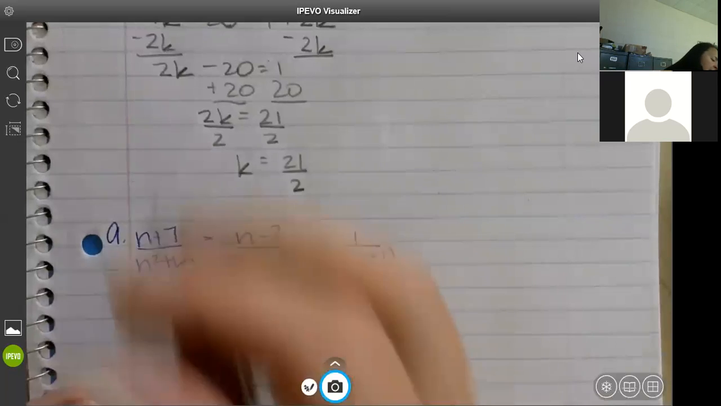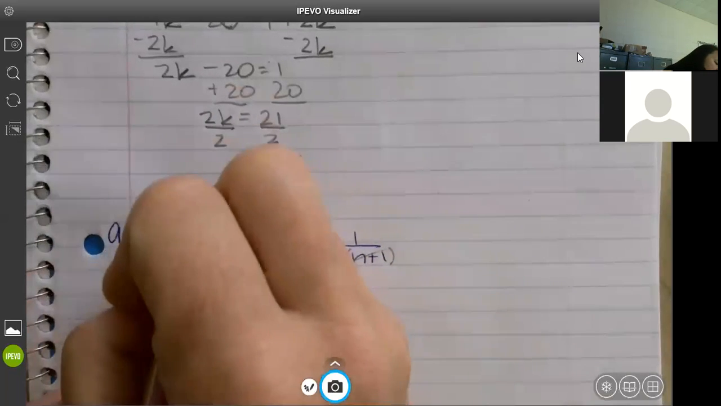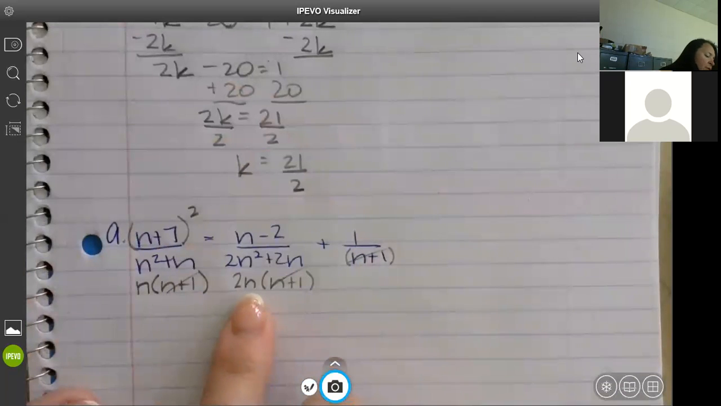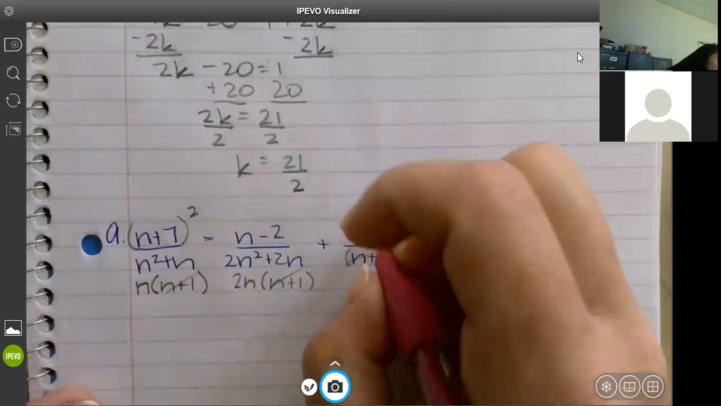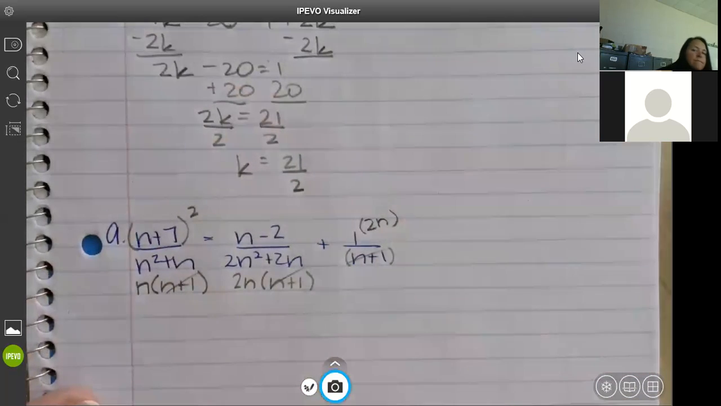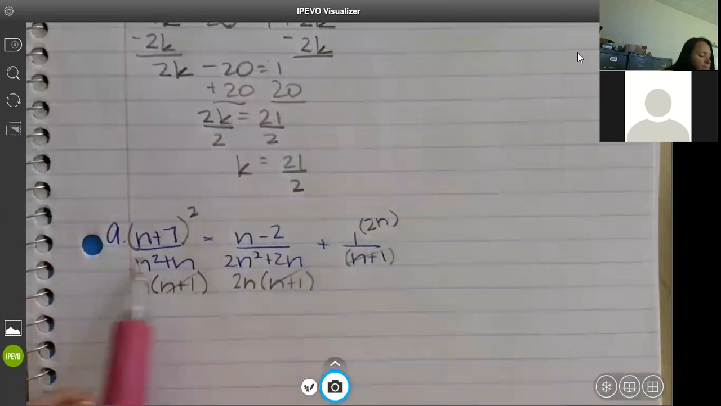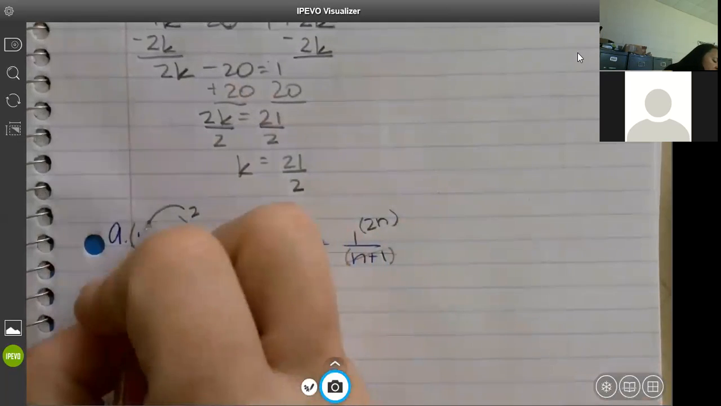So this one has the n. It just needs the 2. This one has both. It doesn't need anything. This one doesn't have the 2 or the n, so it needs both. Once we get our common denominators, we don't need anything else but those. And then distribute on the top.